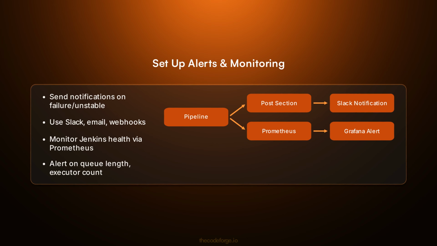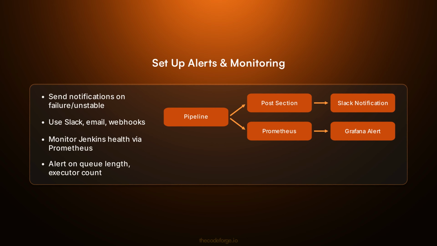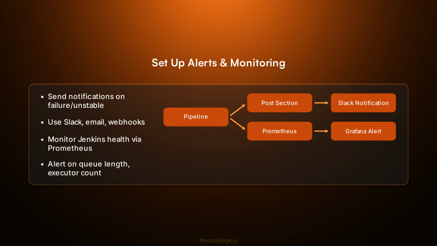Pipelines can fail silently. Set up monitoring to alert on failures, long build times, or resource issues. Use the email extension plugin, Slack plugin, or webhooks. Also monitor Jenkins health via Prometheus and alert on anomalies like high queue length.